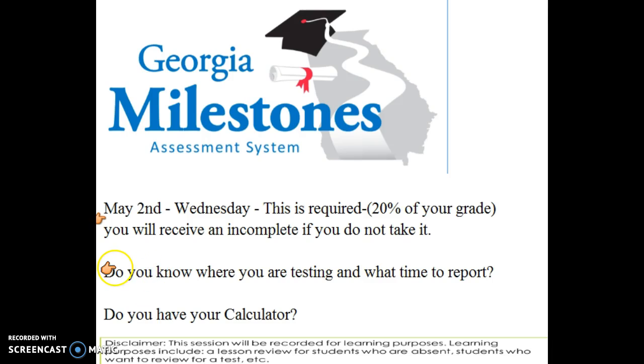Make sure that you know where you're testing and what time to report. The times vary depending on what site you're at. Look at those emails. You should be getting emails from your testing site letting you know exactly what time and where to report. Make sure you have the calculator that you normally use. If you're at an online site, they'll have a calculator on the system, but most of the time you can also bring your handheld. If you're used to the one where you know your sine, cosine, and tangent, then I would suggest bringing your own.